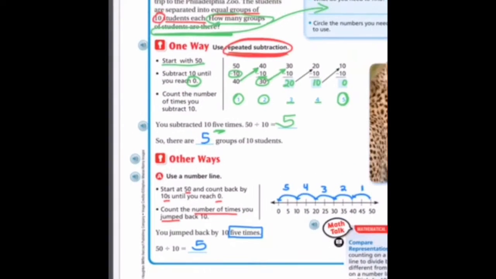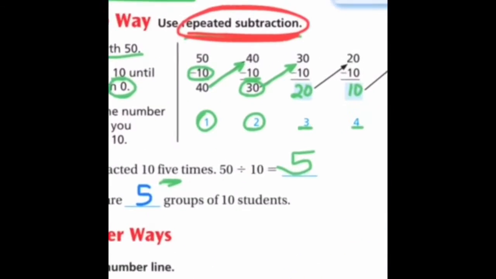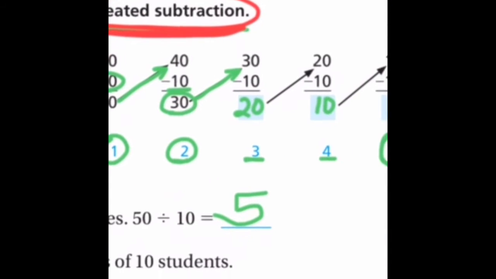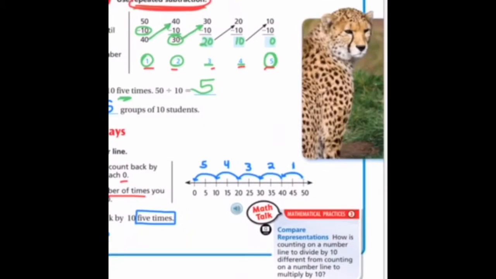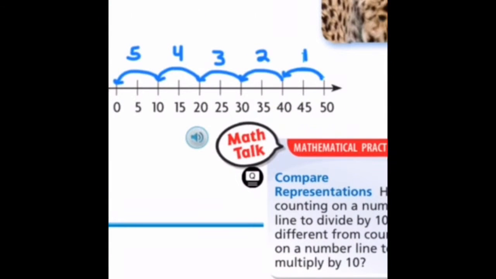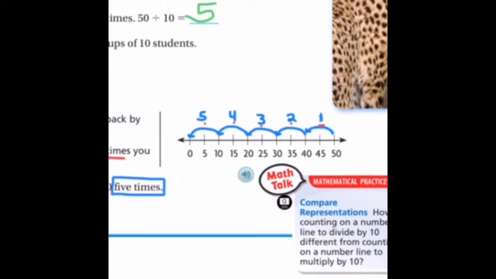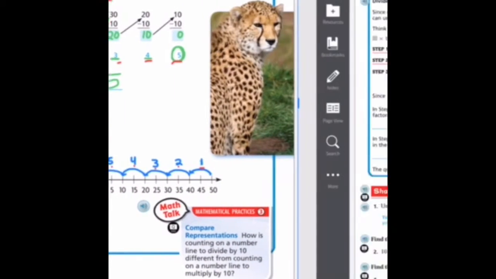Okay. So again, a couple strategies. Repeated subtraction, subtracting 10 over and over again, and we just count up the times that we subtracted. Or you can use the number line and jump backwards. And again, we count up the number of times we jumped. Both times, we went back 5.